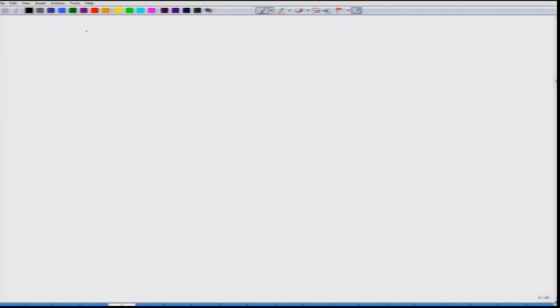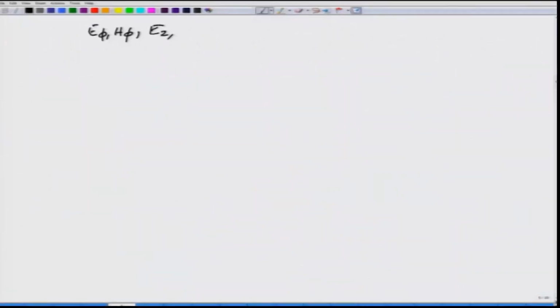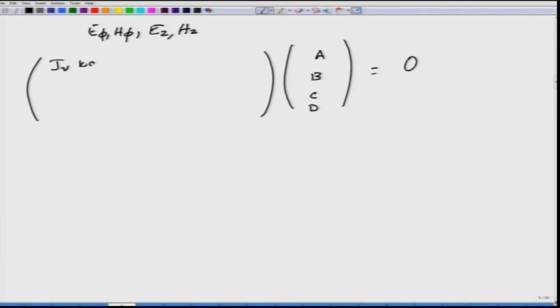Now, this is an exercise that I am going to leave for you: deriving the expressions for E phi and H phi, and then using the expressions for Ez and Hz, writing down the boundary conditions. You will actually get 4 equations, with 4 unknowns A, B, C and D, and you can put all the equations in terms of a matrix. I will write down the matrix, which is important, but I will not derive it; I leave that as an exercise for you. We are going to use this matrix in the next module to discuss the solutions.